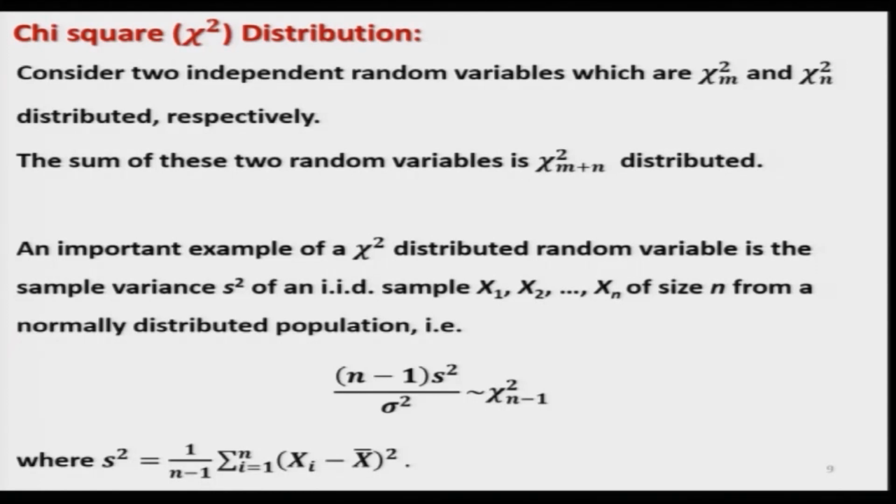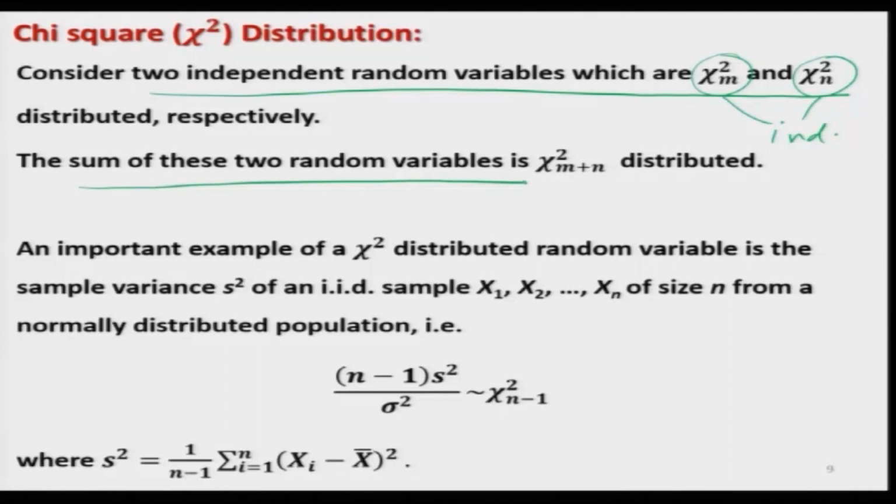Now, an important property is the additive property of chi-square random variables. If we consider two independent random variables which are distributed as chi-square with m degrees of freedom and chi-square with n degrees of freedom, right, and both these are independent, then the sum of these two random variables will also have a chi-square distribution with m plus n degrees of freedom.